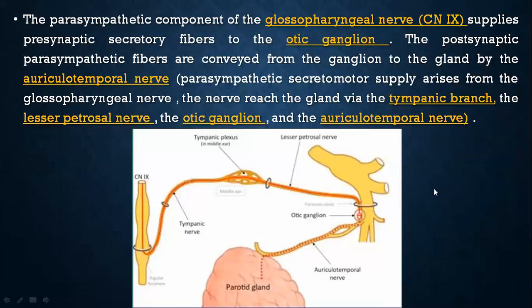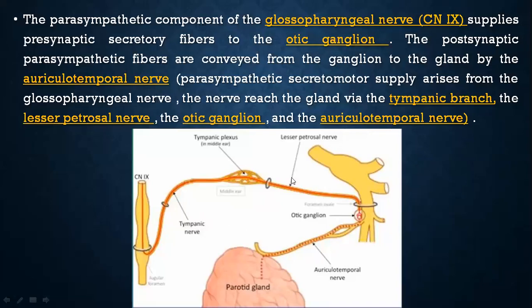The parasympathetic component of the glossopharyngeal nerve. So the ninth cranial nerve is a parasympathetic nerve that we know. It supplies the presynaptic secretory fibers to the otic ganglion, and the postsynaptic parasympathetic fibers are conveyed from the ganglion to the auriculotemporal nerve. Parasympathetic secretomotor supply arises from the glossopharyngeal nerve, and reaches the gland via the tympanic branch, the lesser petrosal nerve, the otic ganglion, and the auriculotemporal nerve.